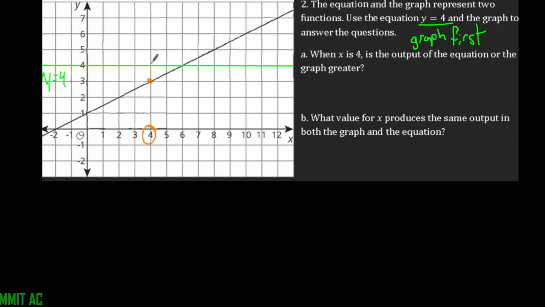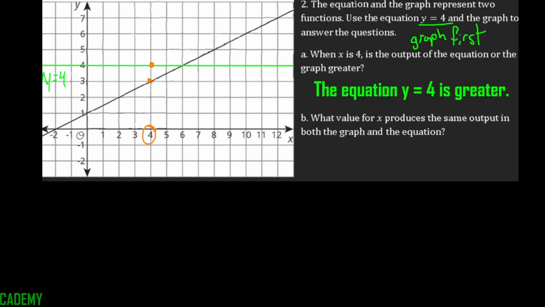Here's my graph, here's my equation, and since y equals 4 is greater, I'm going to say the equation y equals 4 is greater because 3 is less than 4. For part B, it says what value for x produces the same output in both the graph and the equation.